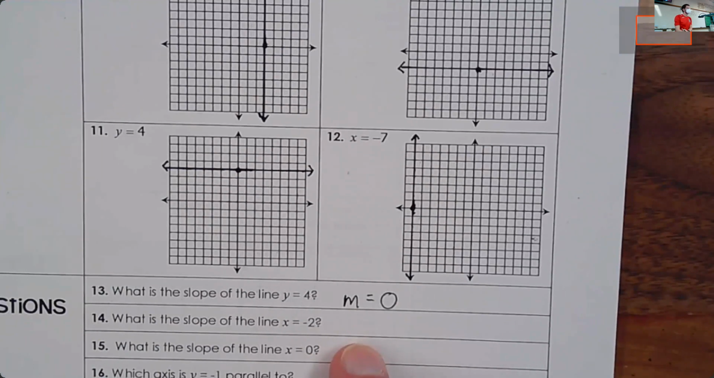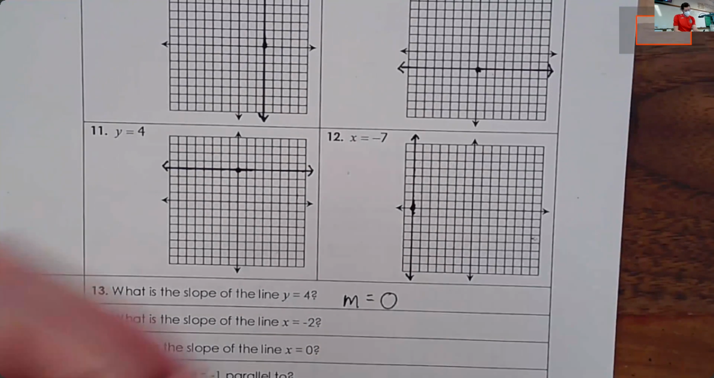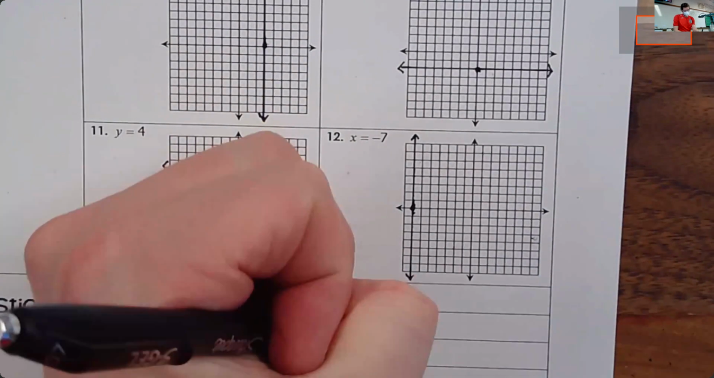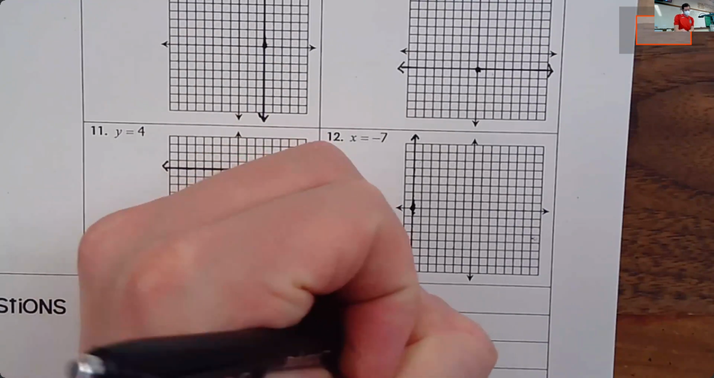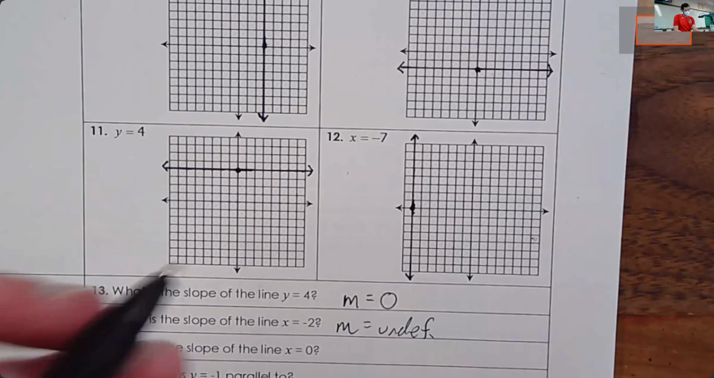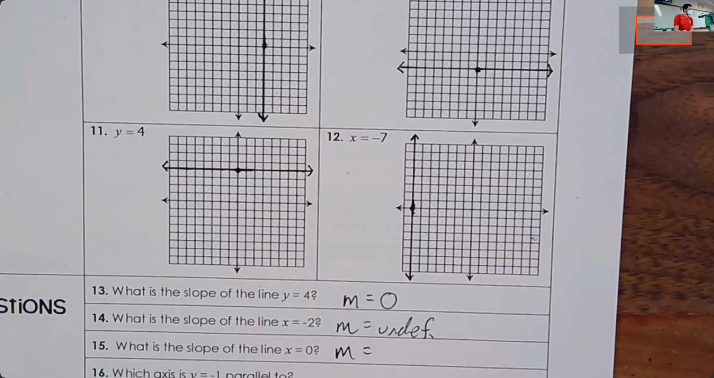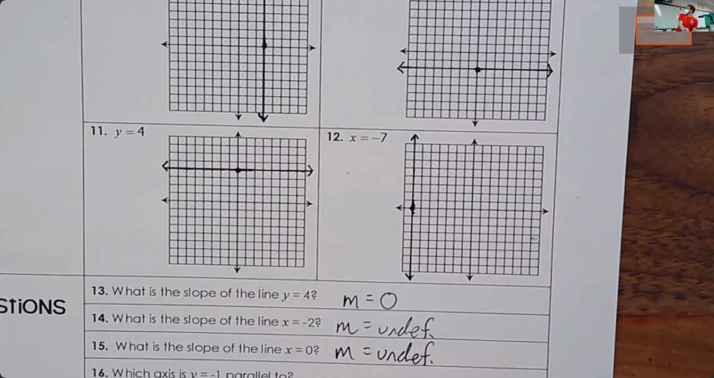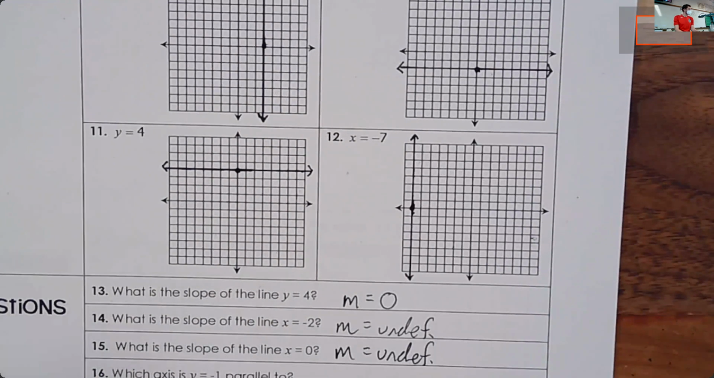14, x equals -2. What's the slope? Undefined. So an x equals a number gives us an undefined slope because that is a vertical line. So then 15, what's that? Undefined as well, good. So 0, undefined, undefined for 13, 14, and 15. All right, a couple more questions here, and then we've got one last graph at the end.